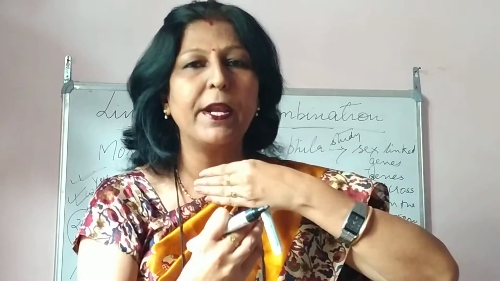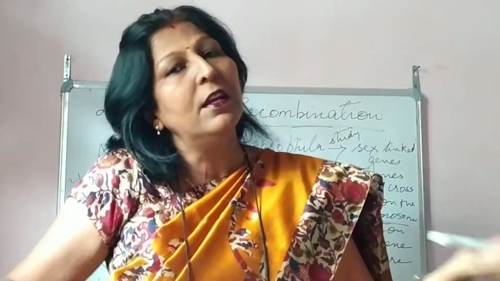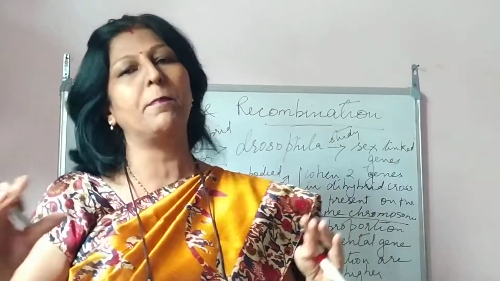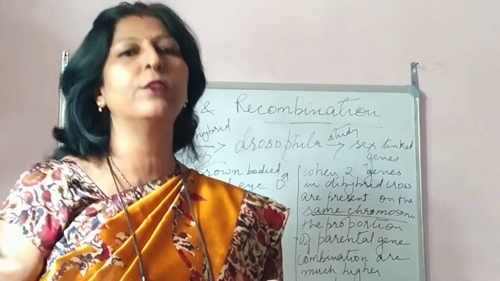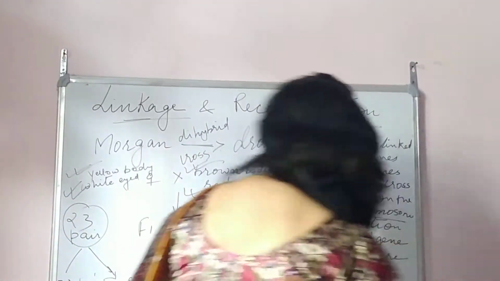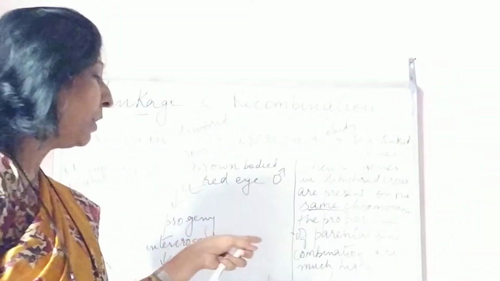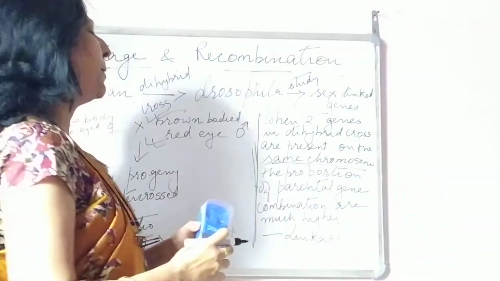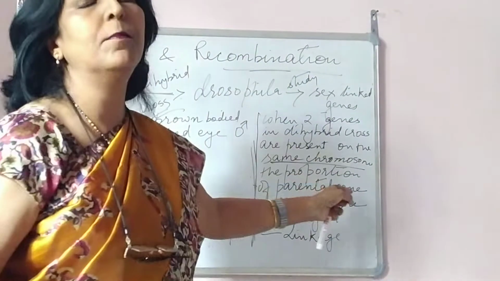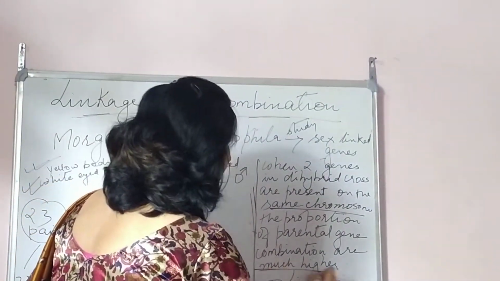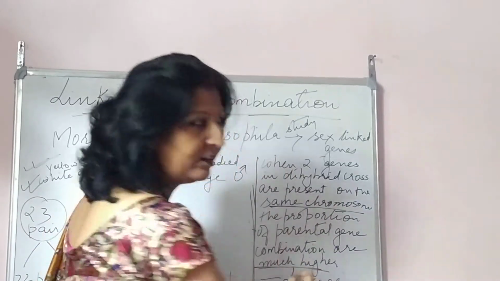This will not get separated, and when it doesn't get separated, there won't be any variation. Parental combinations will be seen at the maximum. Non-parental combinations will not be there. Okay? So finally, what happens, children, over here? The genes present on the same chromosome show more of the parental combinations. Okay, this is much higher in this case, and this is what is linkage.